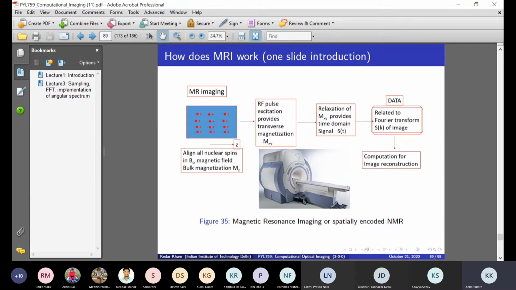But I think the main idea is that the data you get are the currents in the coils, which have both amplitude and phase. You organize the data so that it becomes the Fourier transform of the image, and then a computation is done to get the image.